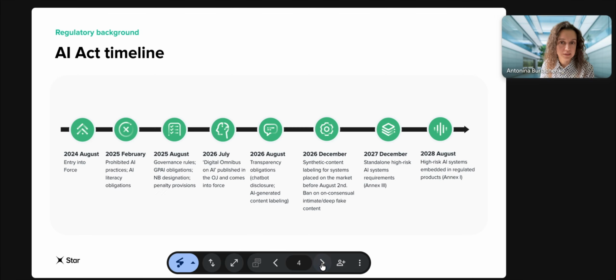Now let's have a look at the timeline. Part of this timeline is a quick refresher on what happened, and part of it is what's coming next and what the key upcoming milestones are. First of all, the AI Act came into force back in August 2024, and then half a year later, in February 2025, the first chunk of obligations and requirements started being applicable.